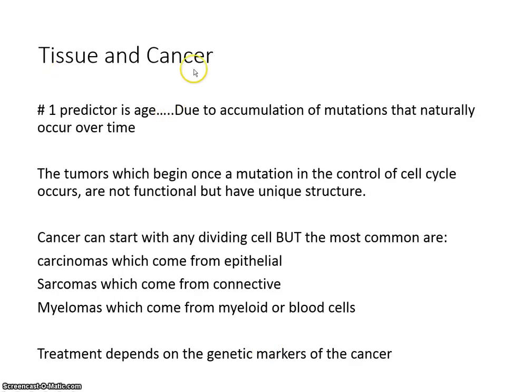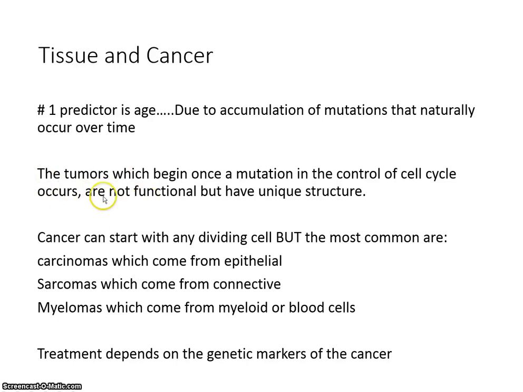All right, tissues and cancer, right? The number one predictor of cancer is, of course, age, and this is due to the accumulation of mutations. And mutations just occur in our gene sequence over time. It's a natural process, regrettably, but change is necessary. So tumors begin as a mutation in the control of cell cycles, so you have, again, proto-oncogenes and tumor suppressor genes, and if they are not functioning, or they become mutated, in other words, then you can't control the cell cycle anymore. Right? And so you end up with tumors.